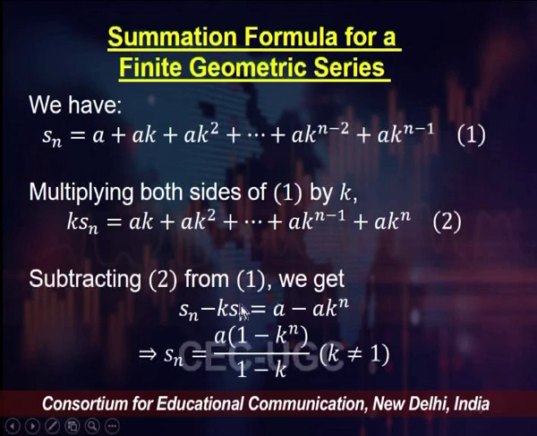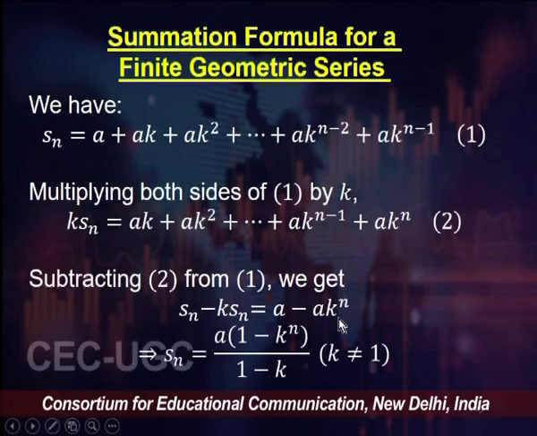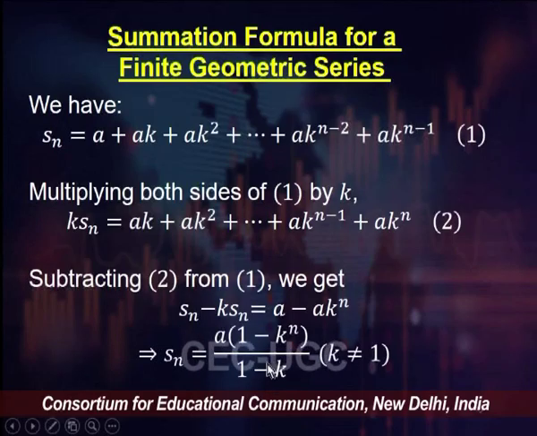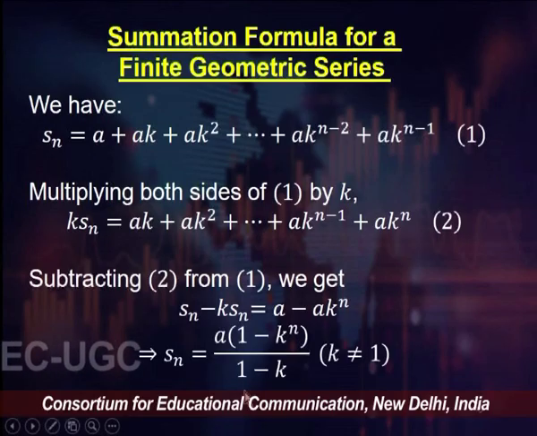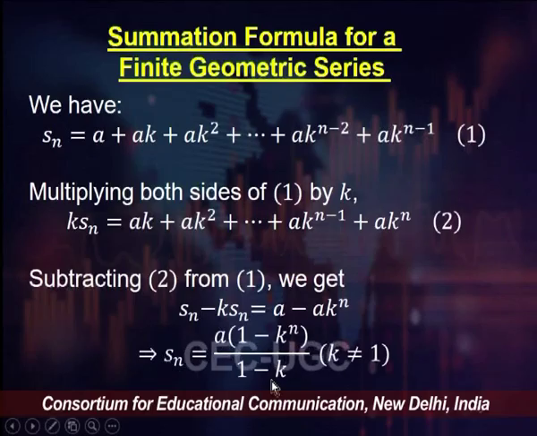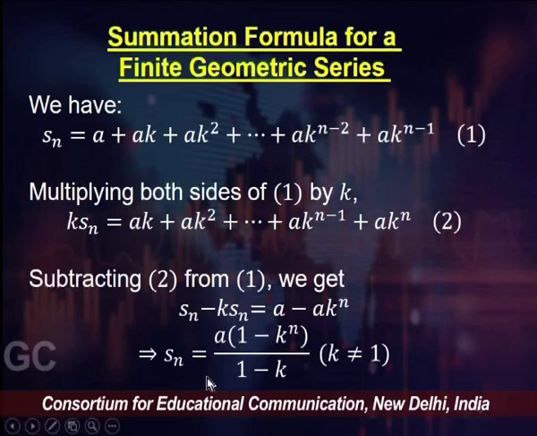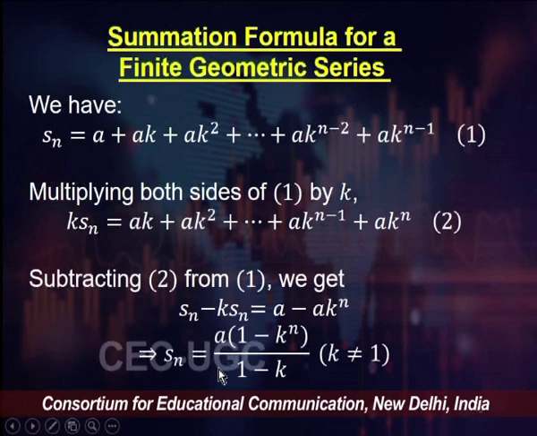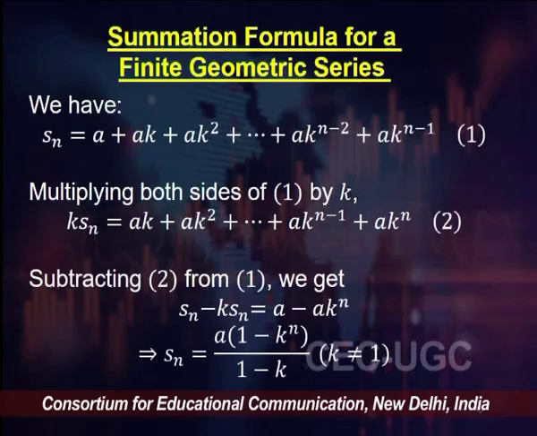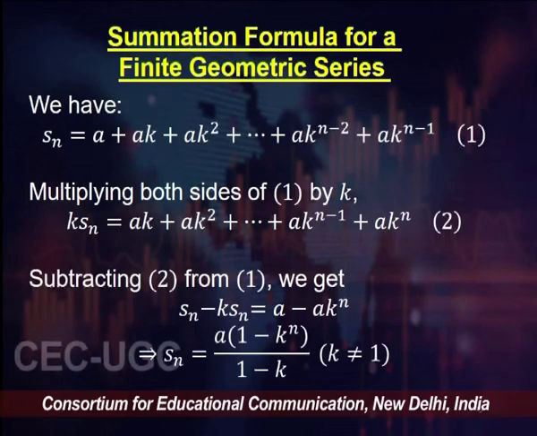Now, we are in a very convenient position to arrive at the summation formula for a finite geometric series, which is S sub n equal to a minus ak to the power n divided by 1 minus k. So, this is written as a times 1 minus k to the power n divided by 1 minus k. Now, if you notice here, because division by 0 is not defined, we will have to restrict ourselves to taking a k which is not equal to 1, right. So, our summation formula is a times 1 minus k to the power n divided by 1 minus k. Mark this formula. This is a formula which we will be using again and again for the examples that we do for finite geometric series.